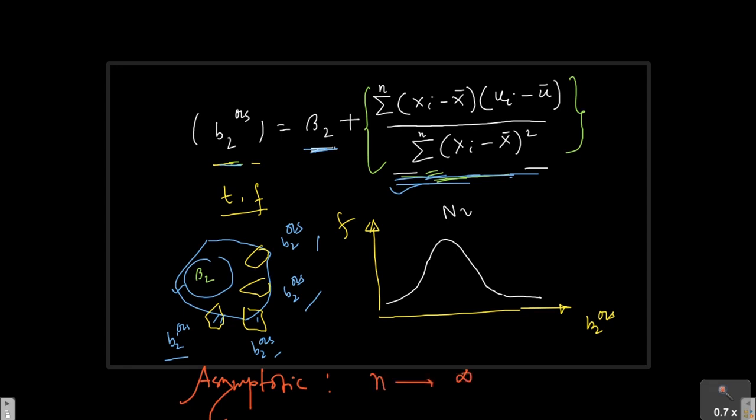Now we know for a fact that if n is large, or if n is increasing, my distribution of B2OLS will come closer and closer to the true value of beta, or beta 2 here. So I will have a narrower and narrower distribution of B2OLS, which is going to be close to our true beta 2. Okay, now it means that if I increase the number to infinity, I am actually going to get a better estimate. Now that is important.